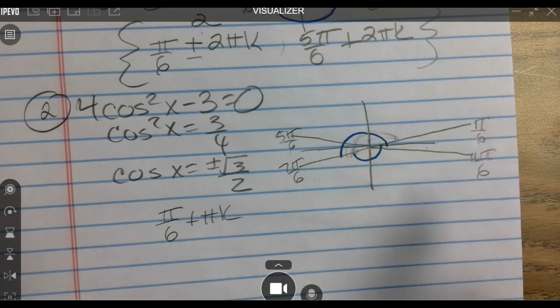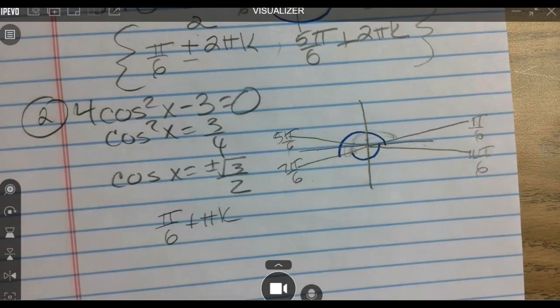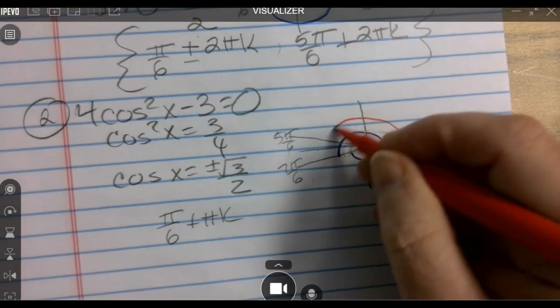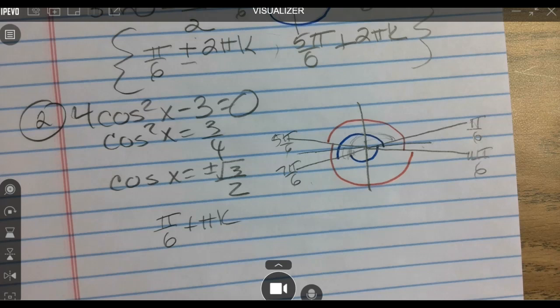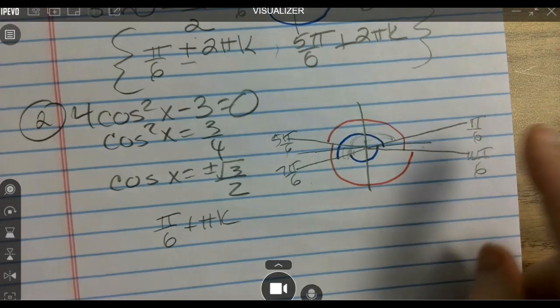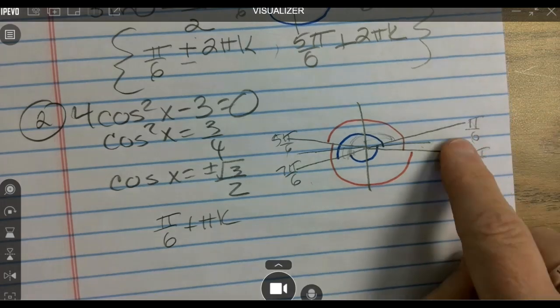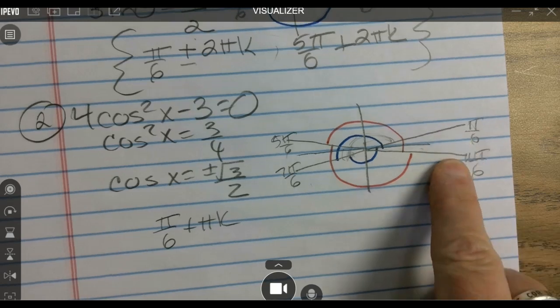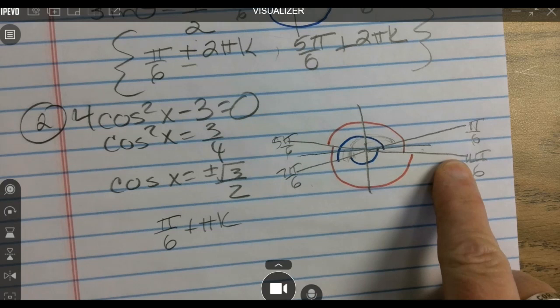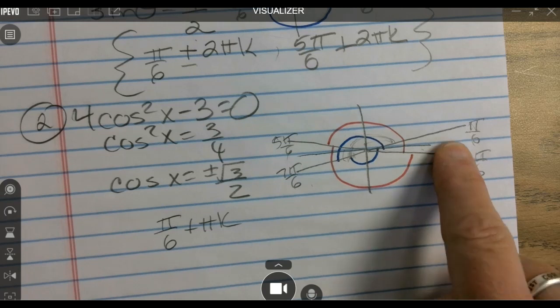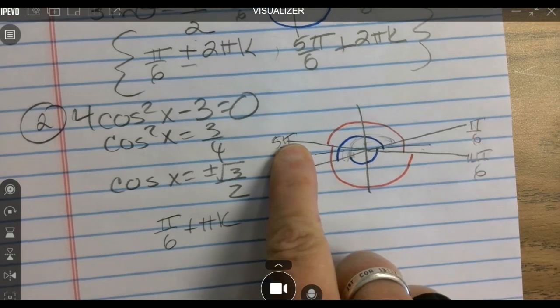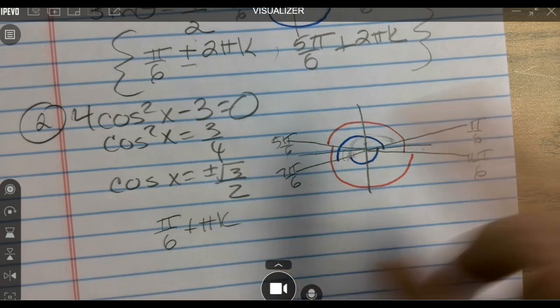Then I could talk about these two. How far are they from each other? Pi again. And I could, funny enough, really make the physics people unhappy. Couldn't I call this one negative pi over 6? That's what your calculator would do, wouldn't it? Okay, but I try to be positive. So I'll pick the 5 pi over 6. It also makes physics happy. But I don't have to.